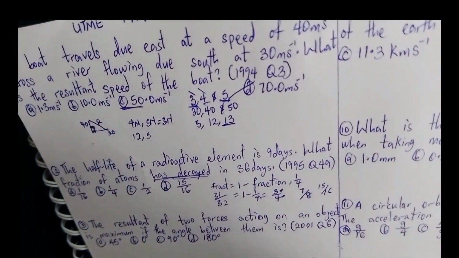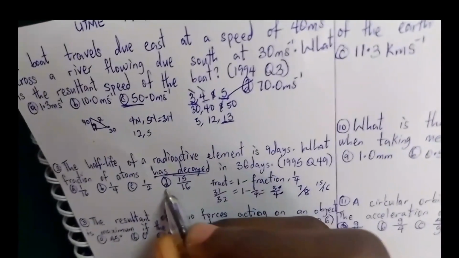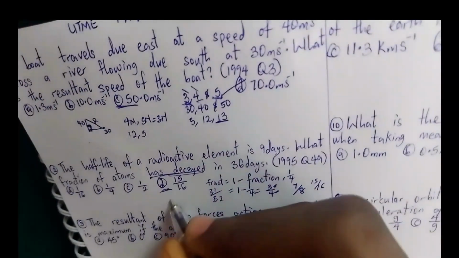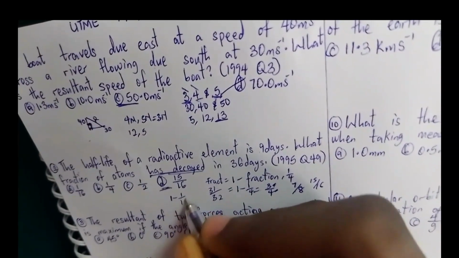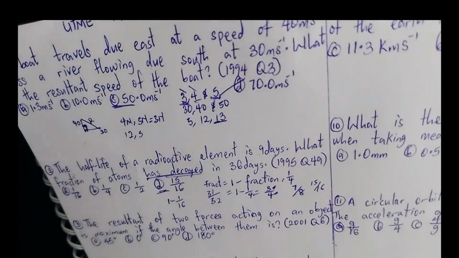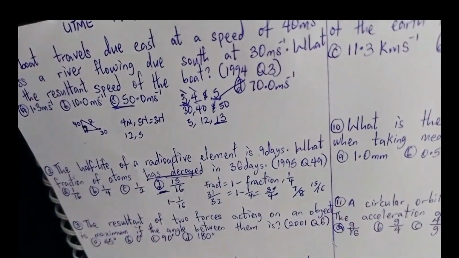Now to this question now, which option is correct? 15 over 16. Because if you minus 1 from 1 over 16, that's when you will get 15 over 16. So in any of your options, anywhere they ask for fraction that has decayed, go for the option that has a numerator 1 less than the denominator.